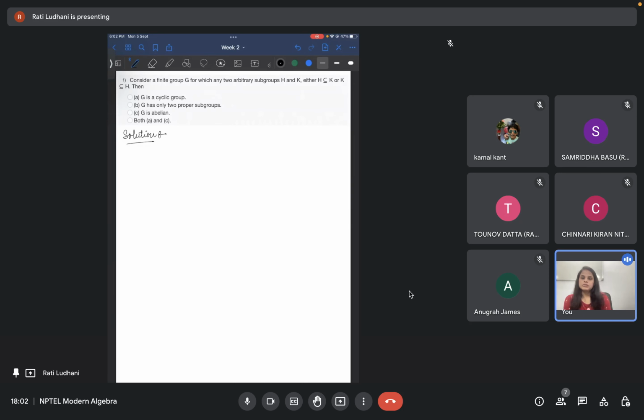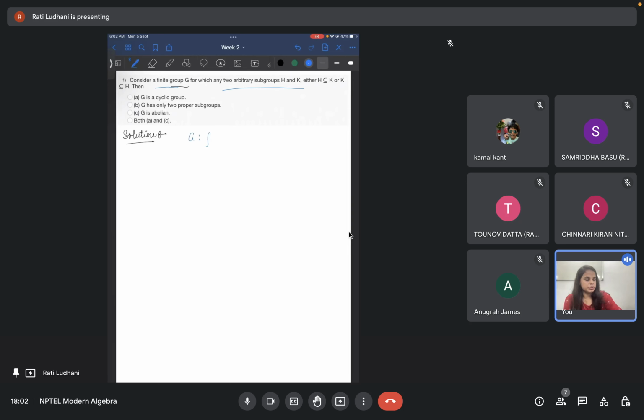Okay, so as you can see the question, consider a finite group G. The group is given to be a finite group, and there's a condition on this group that for any two arbitrary subgroups H and K, either H is contained in K or K is contained in H. So basically it is saying that it has a partial order on the subgroups, with the order being containment.